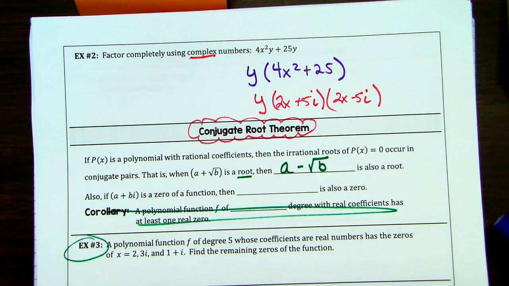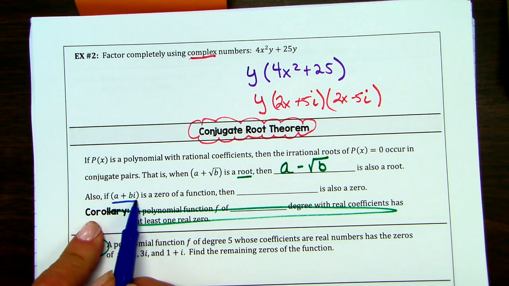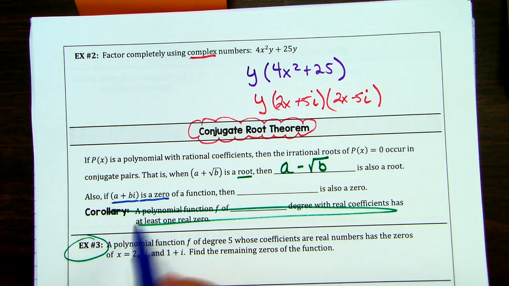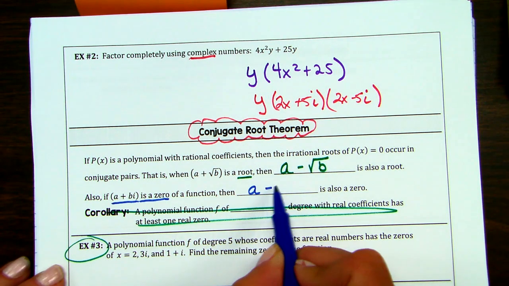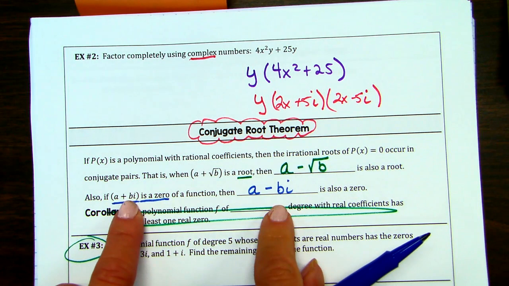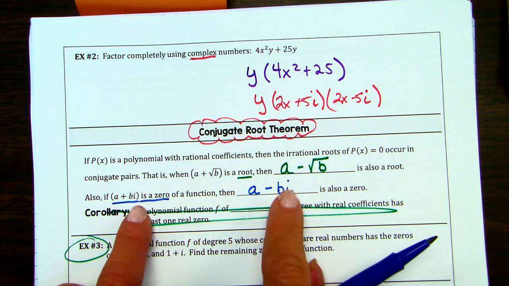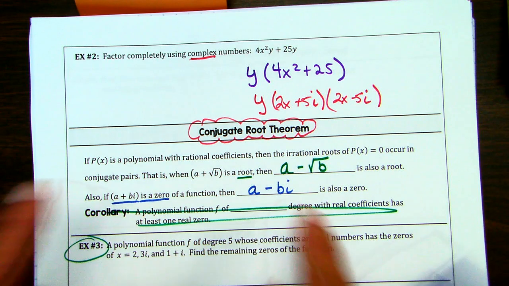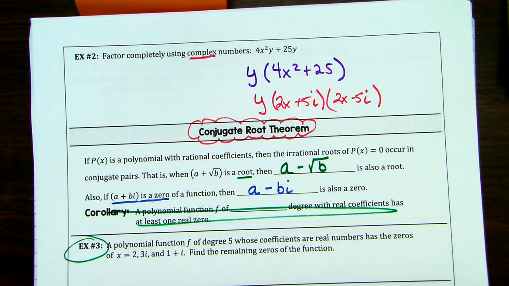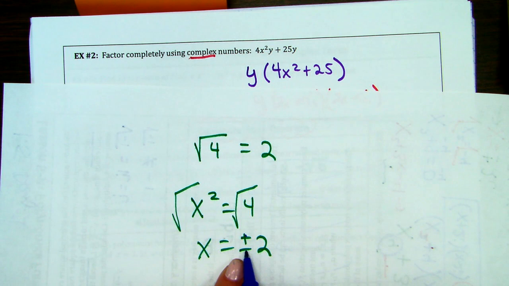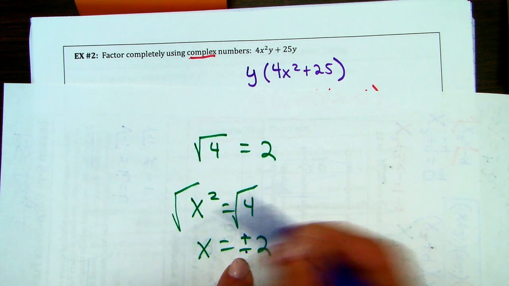I'll tell you why in a second. Let me give you another one. If a plus bi is a zero or a root or whatever, so is a minus bi. These two are conjugates. In front of the imaginary term, we have a plus or a minus. What this is all about is understanding that i's travel in pairs, twos. Okay? Why do i's travel in pairs? For the reason we just talked about. Why are there two numbers from under a radical? Because of that reason.